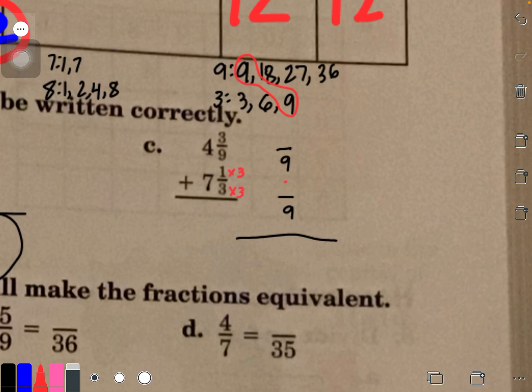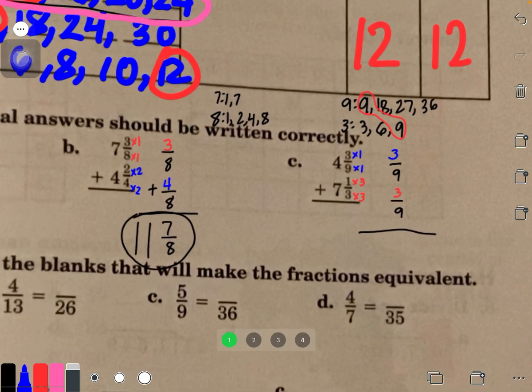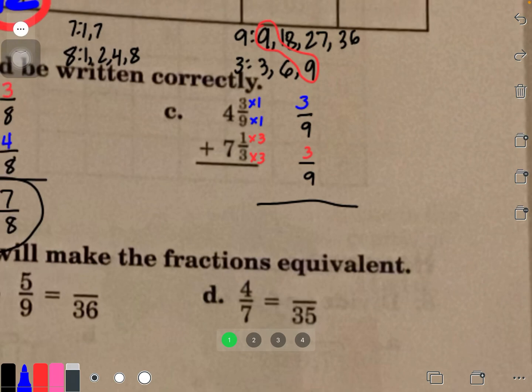1 times 3 is 3. Over here, what did I multiply to 9 to get 9? I just multiplied 1. So up here, 1, so that's 3. This is funny because B was 7 plus 4 and C is 4 plus 7. So they just flipped it around. Clever book. Okay, so 4 plus 7 is the same as 7 plus 4. It's 11. All right. And then I have to do 3/9 plus 3/9.